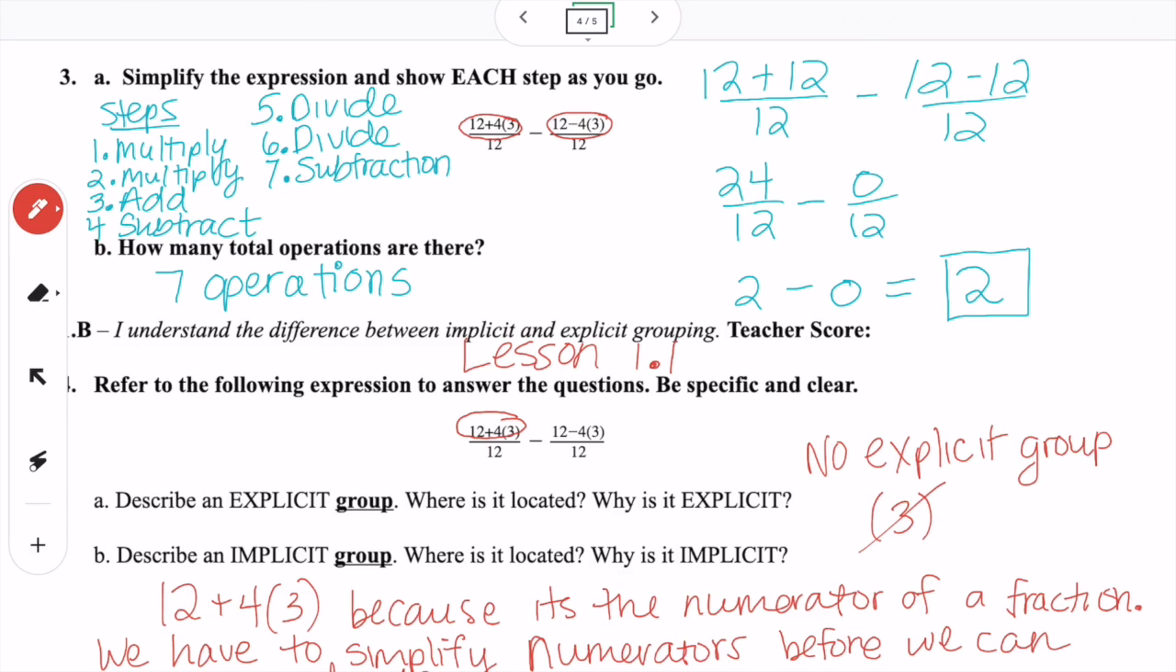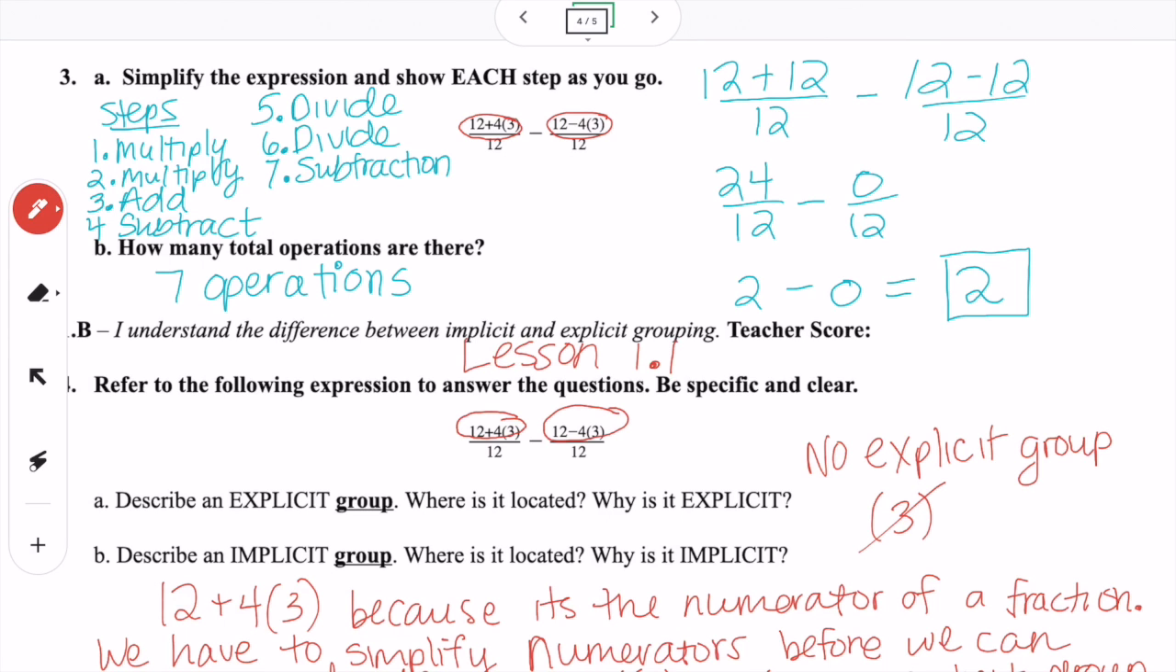You probably see one other implicit group as well, because there's another numerator. 12 minus 4 times 3 is also an implicit group. So either of those would have been fine. I circled it to show where it's located, and I described why it's implicit.